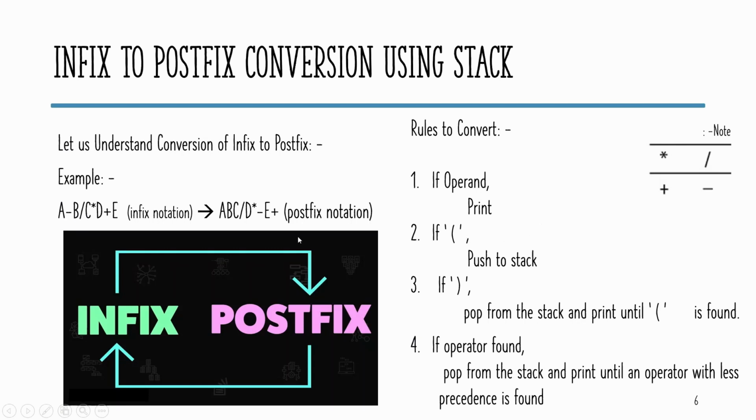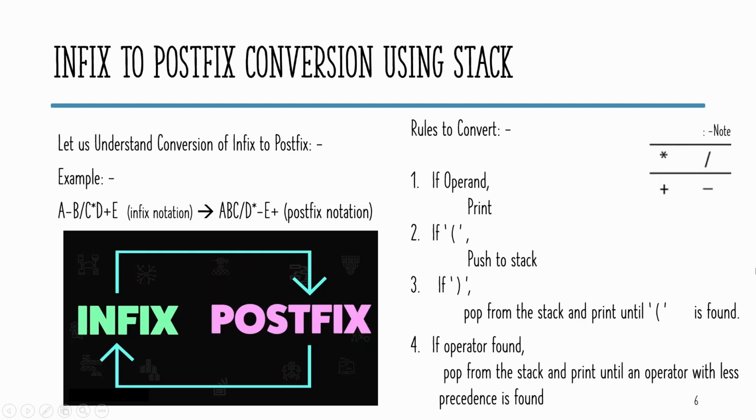If we are iterating over this string and we come across a, b or any other operand, we'll just print it. Second, if it is not an operand and it is an opening bracket, we'll simply push it to the stack. If it is a closing bracket, we'll pop from the stack until we find an opening bracket. And the fourth and last step: if an operator is found, we'll be popping from the stack and printing until an operator with less precedence is found.